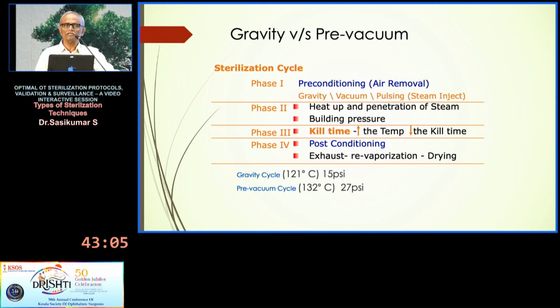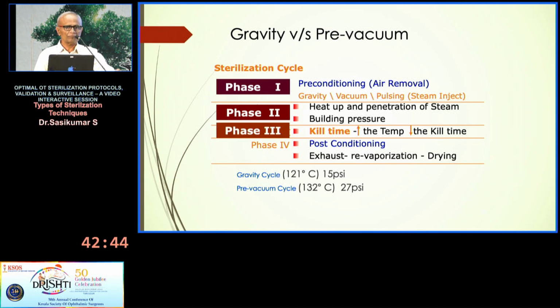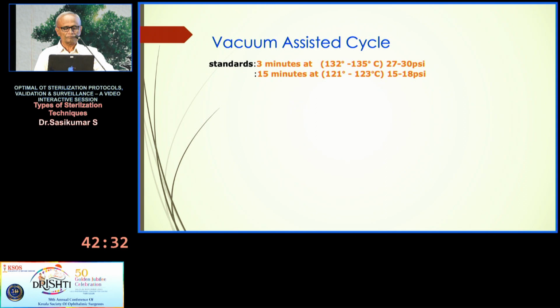There are 4 cycles of sterilization. First is the preconditioning, where the air is removed. It can be removed by gravity or by vacuum. We will come to that later. In the second phase, the building up of pressure and steam occurs. The third phase is the kill time, where the pressure and the temperature are maintained to kill the spores. And in the fourth phase, there is post conditioning, where the pressure is slowly released and drying occurs.